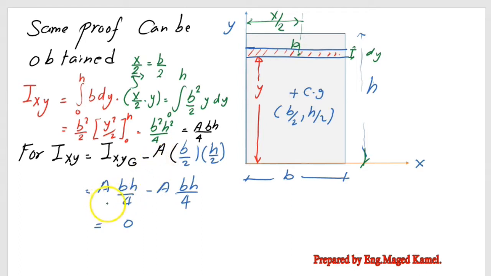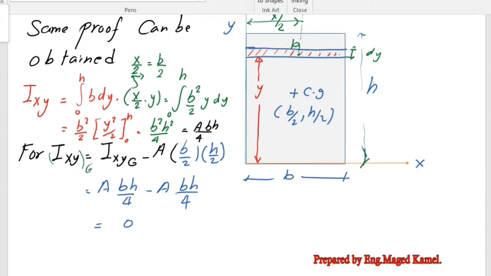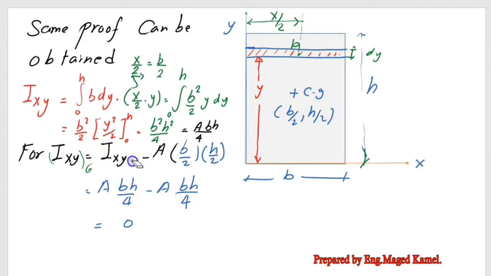So again, this is Ixy at G, and this is our Ixy. So it equals capital A times bh over 4 minus the area multiplied by b over 2 times h over 2, which gives the same result, bh over 4 multiplied by capital A. At the end, it will give us a 0 value.